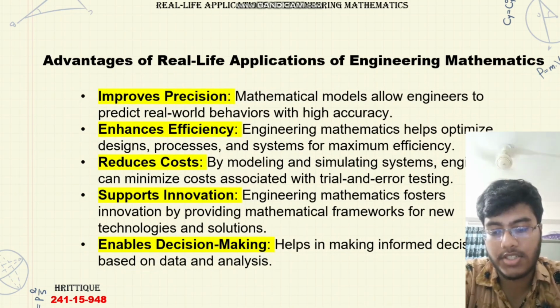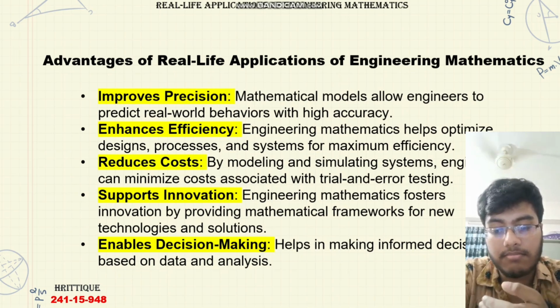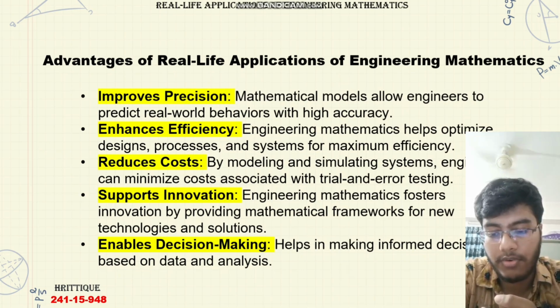It improves precision. Mathematical models allow engineers to predict real-world behaviors with high accuracy. It also drives innovation. Engineering mathematics ensures innovation by providing a mathematical framework for new technologies.